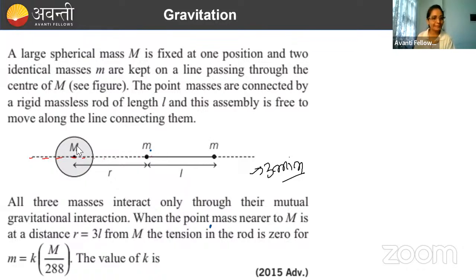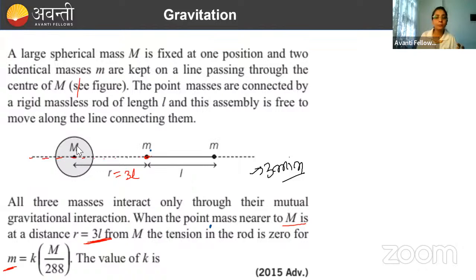All 3 masses interact only through their mutual gravitational attraction, and here the only force acting is what? Gravitational attraction, that is, mutual gravitational attraction. When the point mass nearer to m is at distance 3L, this mass is at distance how much? R is how much? 3L, and the tension in the rod is 0. And in that case it is written that a small mass m looks something like this. Then what is the value of k? This is the question basically. So what is the pickup line in this question?